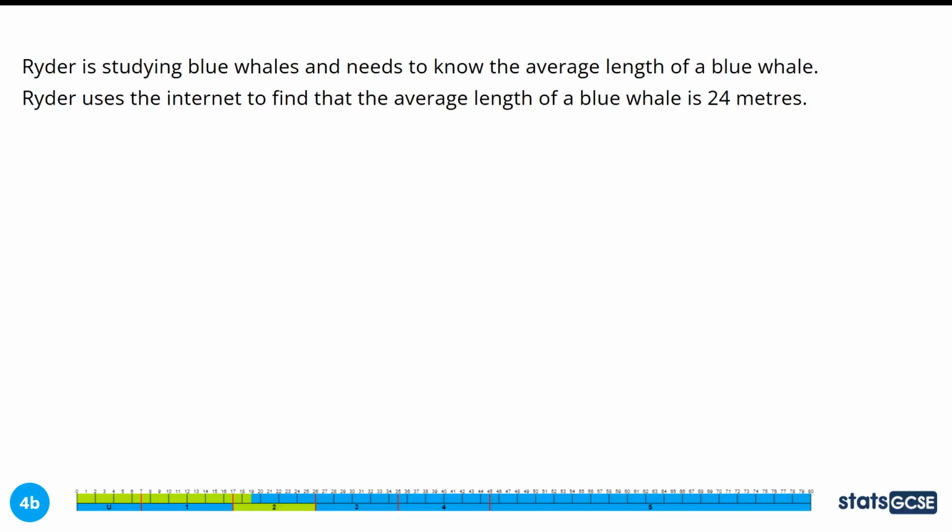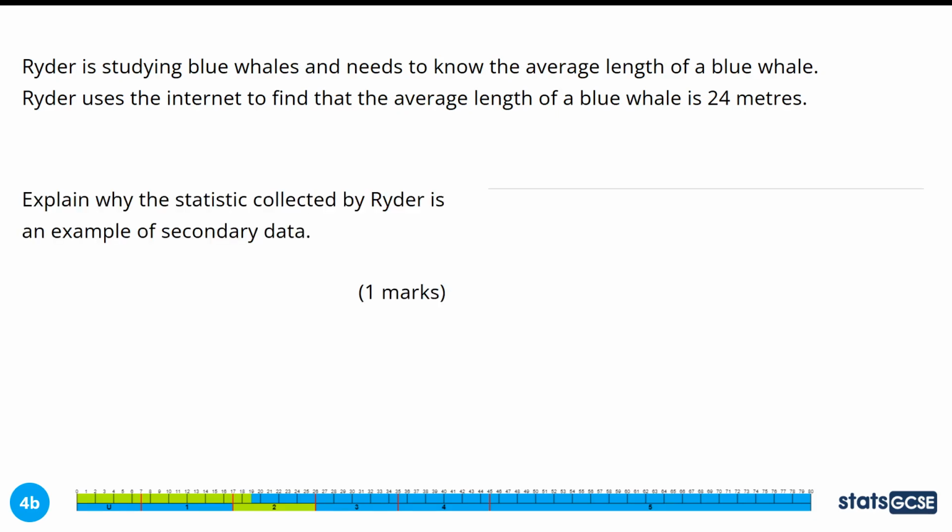Ryder is studying blue whales and needs to know the average length of a blue whale. Ryder uses the internet to find that the average length of a blue whale is 24 metres. Explain why the statistic collected by Ryder is an example of secondary data. This data is secondary data because it was not collected by Ryder, it was collected by another researcher.